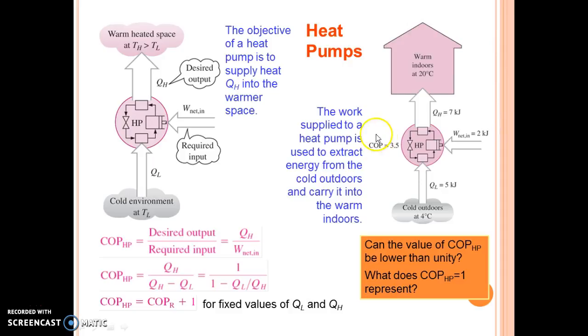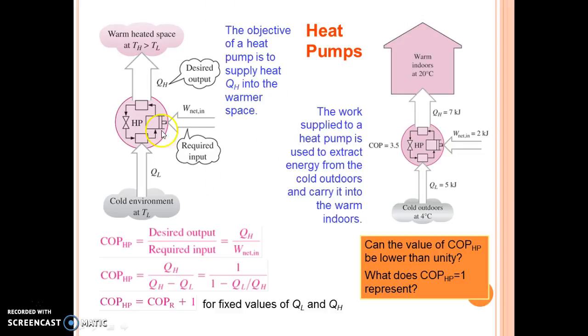That is, the heat pump always performs in a way such that it extracts heat or energy from the cold outdoor regions and carries it into the warmer indoor regions. So cold air at 4 degrees, you can see the example here, it takes heat from this low temperature surroundings. External work is done on the heat pump and it will supply a certain amount of heat to warmer indoor regions. So the working is almost the same for both, but still there is a difference in the desired output.